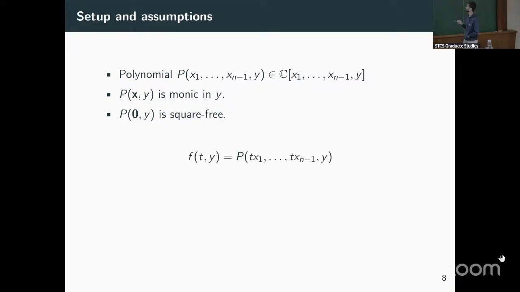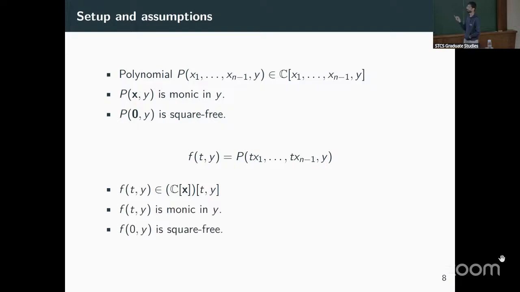And what we'll do is we'll try to reduce a general multivariate factorization problem into a bivariate instance. So I'll replace each x1 to xn minus 1, I mean, I'll multiply t with all of them. And I get this polynomial f t comma y. I'll work with this polynomial, and we'll see that it has all the properties that I mentioned here. It's monic in y, and it is also square free.